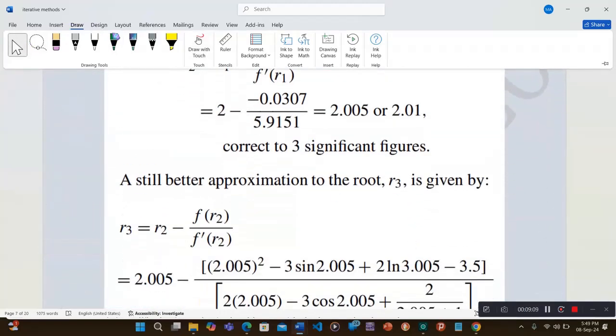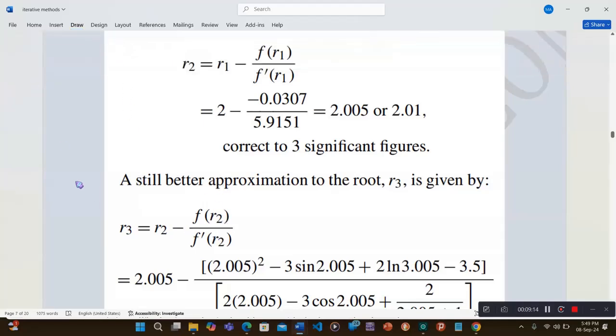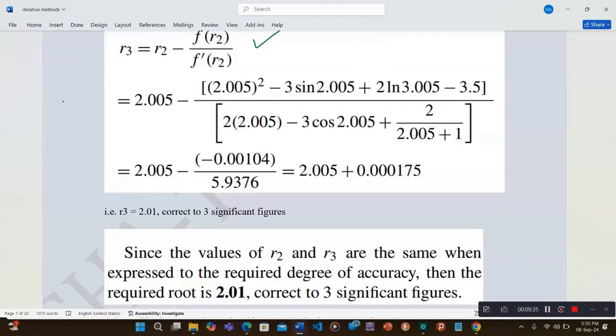You go ahead and do the same. You look for R3. R2 is there. Look for R3 by using the Newton Raphson method. And you still see that the value is converging, R3 also equal to 2.005, which is approximately 2.01. So R2 and R3 are giving us the same value.